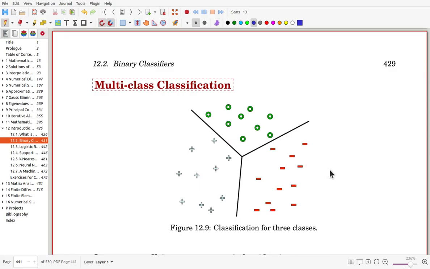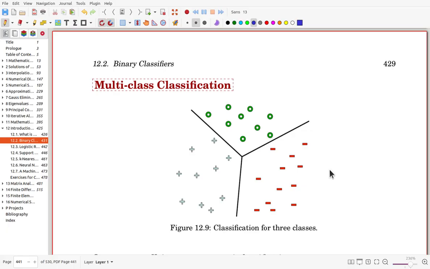Now, for perceptron and Adaline, we considered data sets having only 2 classes. What if we have more than 2 classes? Rather than cats and dogs, we may try to classify cats, dogs, and elephants. So we have 3 classes. In that case, we need some extra technique. But the classifiers developed for 2 classes will be used for multi-class classification.